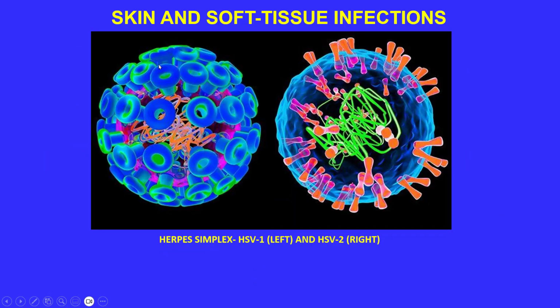So here you see herpes simplex 1, herpes simplex 2. Obviously, they're going to have the DNA in here. Obviously, the cell receptors are somewhat different, as you can see here. Okay?